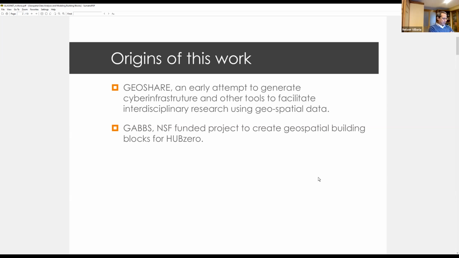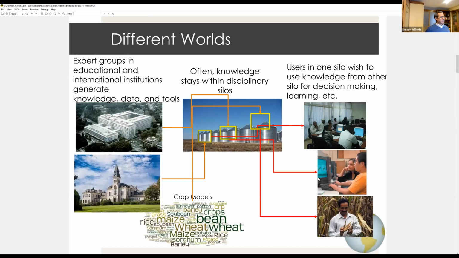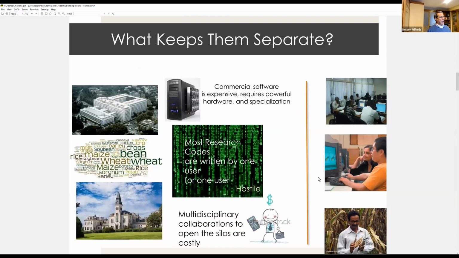And this was also part of gaps where we were basically creating geospatial building blocks for Hub Zero. So a sort of foundational work here. The motivation in this case was basically trying to bridge the gap between expert groups that put their data in silos, and when you want to use it from another discipline, it's not always easy. And the difficulties tend to be technical.